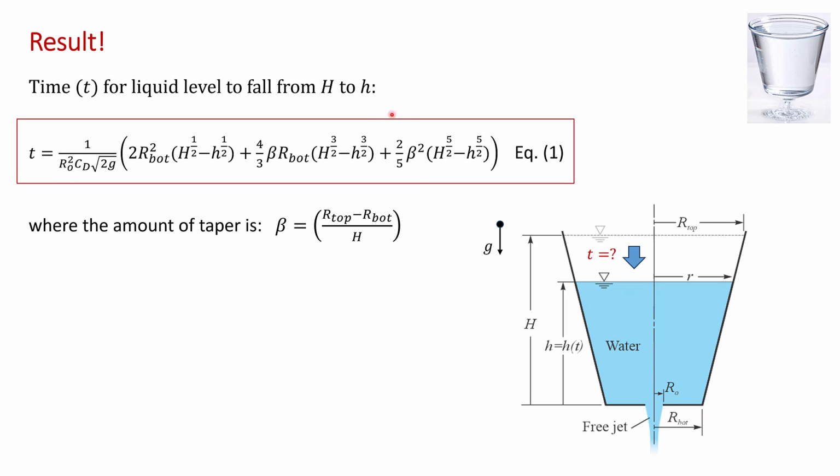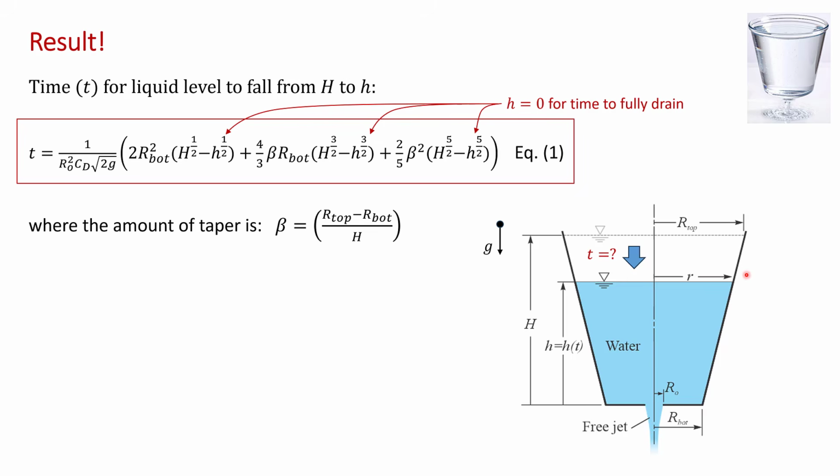So this is the solution, which I'm going to call equation 1. This is the predicted time t for the liquid level to fall from an initial level capital H to a lower level lowercase h. If you set lowercase h to 0, you get the time for the tank to drain fully.